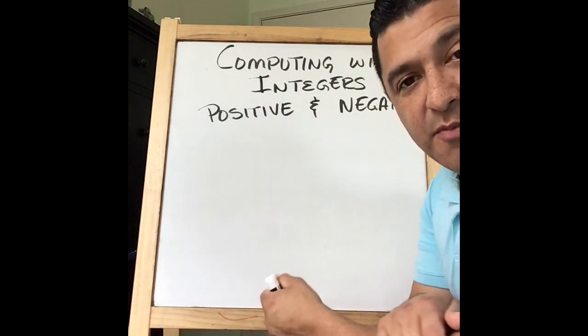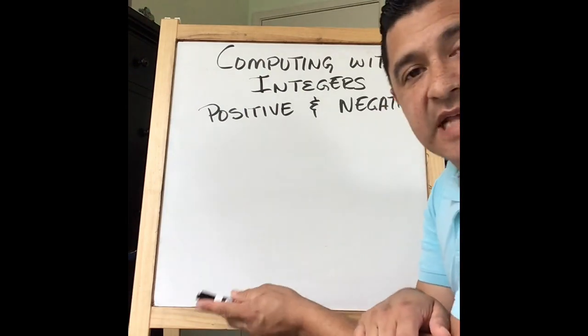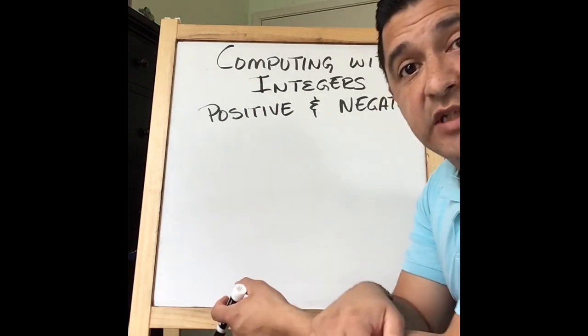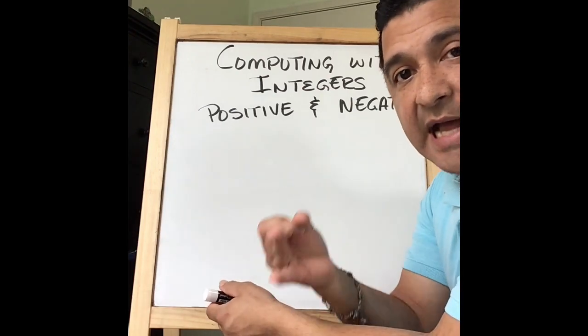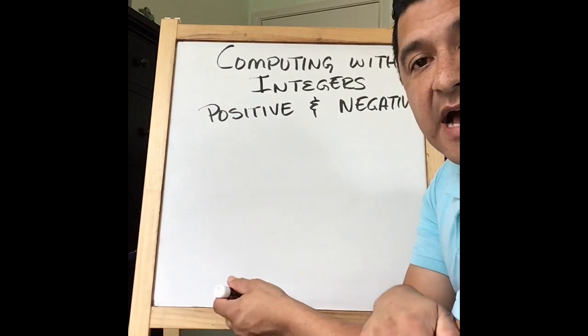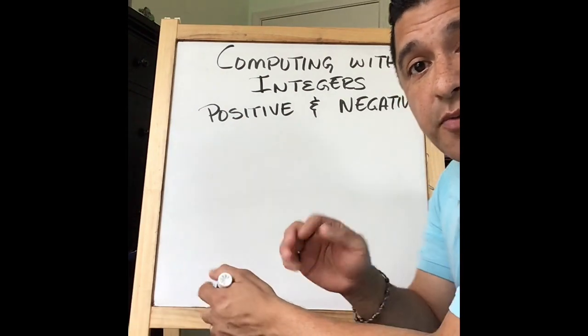Again, from my son's room, what we're going to talk about today is computing with integers. Again, this is a review of what you've done before. So this is positive and negative integers. How would you multiply, add, subtract, divide with integers, all right? So let's look at the first couple of rules, all right?